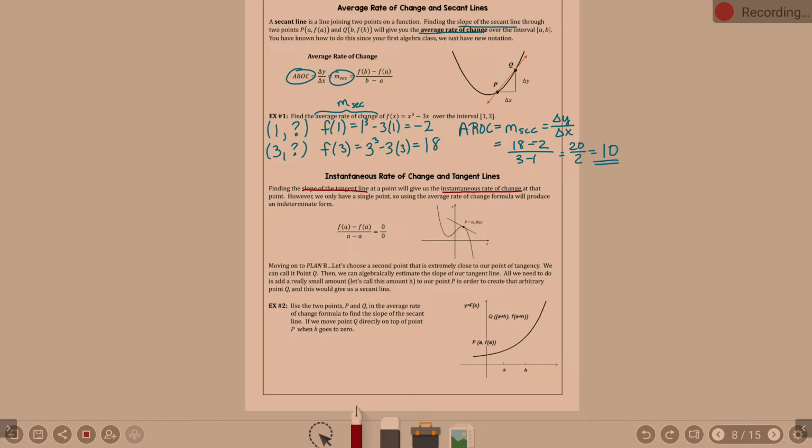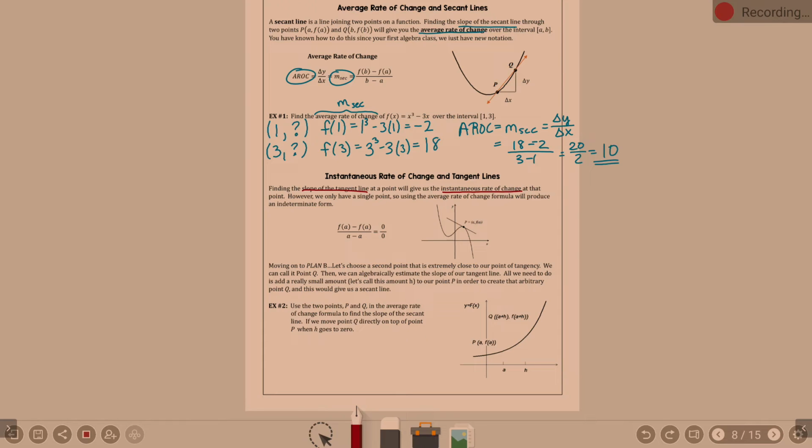Okay, so as we look at example 2, I'm realizing the points aren't on my picture, are they? They're not on your picture either, I bet. Okay. Use the two points P and Q, which are labeled but not there, in the average rate of change formula to find the slope of the secant line. If we move point Q directly on top of point P when h goes to 0. And so this is where, as something gets closer and closer, I said yes, we're moving on from limits, but they still exist.